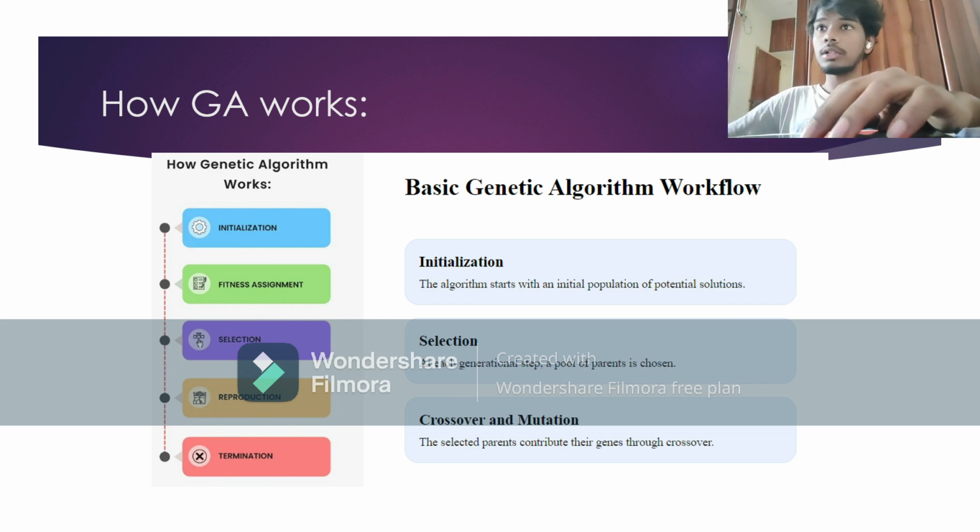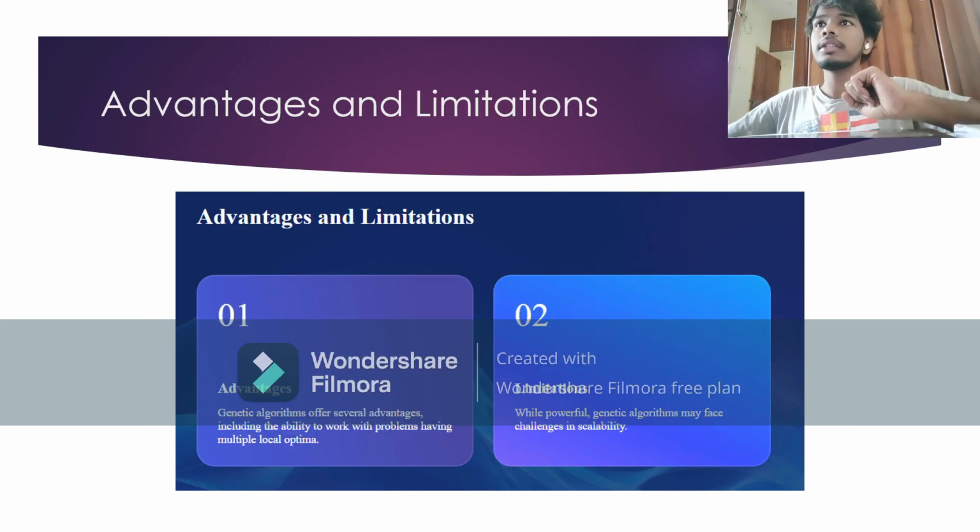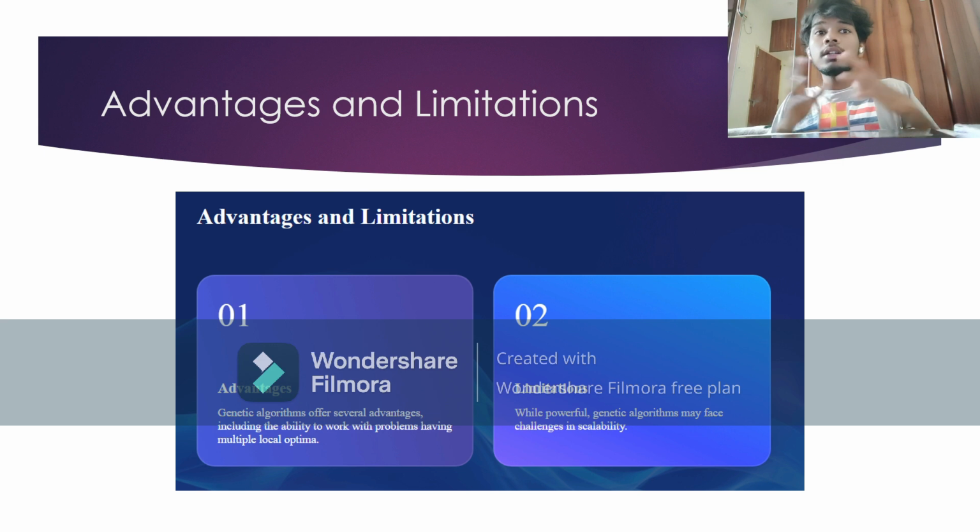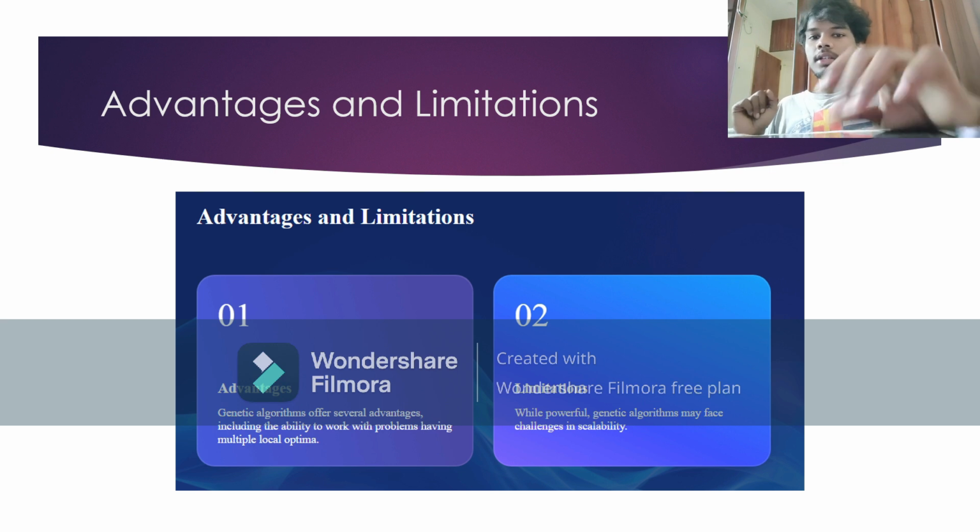Okay, so we'll move on to the next slide. Advantages and limitations of this: a genetic algorithm offers several advantages, including the ability to work with problems having multiple local optima. So we can work with local optima in the problems. And the limitations are, while powerful, genetic algorithms may face challenges in scalability. If there are a vast number of outcomes, then there comes the problem of deciding which component should be taken for this problem. So these are the advantages and limitations of genetic algorithm.